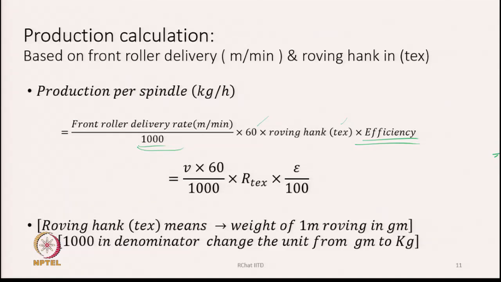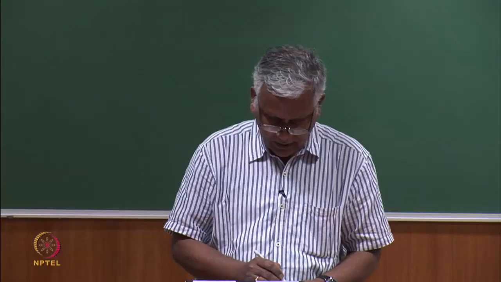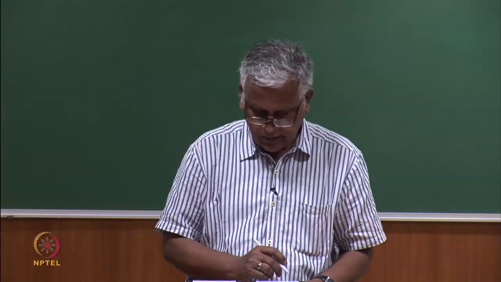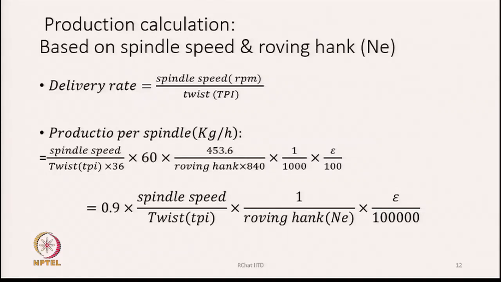So, the machine efficiency has to be given, then we can calculate the production per spindle in kg per hour. Roving hank in tex basically means weight of 1 meter of roving in gram. So, 1000 in the denominator changes the unit from gram to kg. The other thing is production based on spindle speed and roving hank.